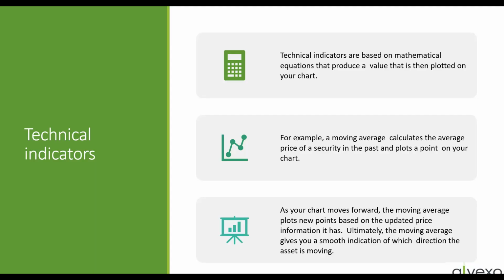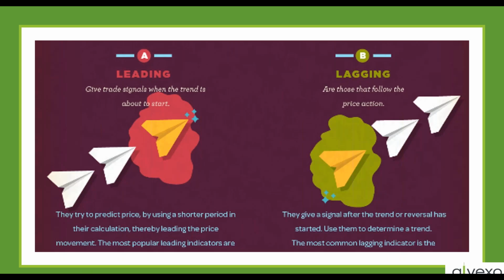So technical indicators are based on mathematical equations that produce a value that is then plotted on your chart. For example, a moving average calculates the average price for a security and then plots it on your chart. Now, indicators are broken down into two main categories, leading and lagging. Now, this is not like your child in school. A leading indicator doesn't mean he's heading up the class, and a lagging indicator doesn't mean he's falling behind.